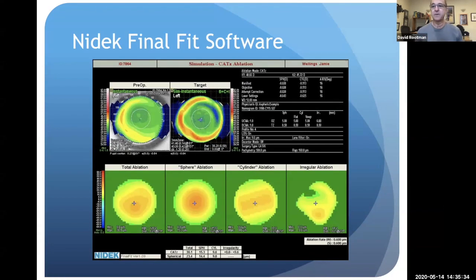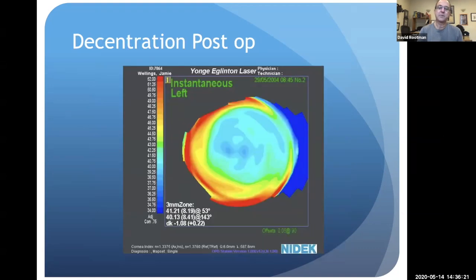Now, this is fixable. This is the Nidek Final Fit software that pairs with the Nidek, I think it's EC5000, that we had when I started doing refractive surgery. And it actually was very good from a topo-guided standpoint. It was very easy to understand, very easy to use. Here is the instantaneous map pre-op, and this is showing us the predicted post-operative map. And you can see it breaks it down. This is the ablation pattern planned. This is the spherical part of it, the cylindrical part, and then the irregular part of the ablation. And this is the post-op effect.